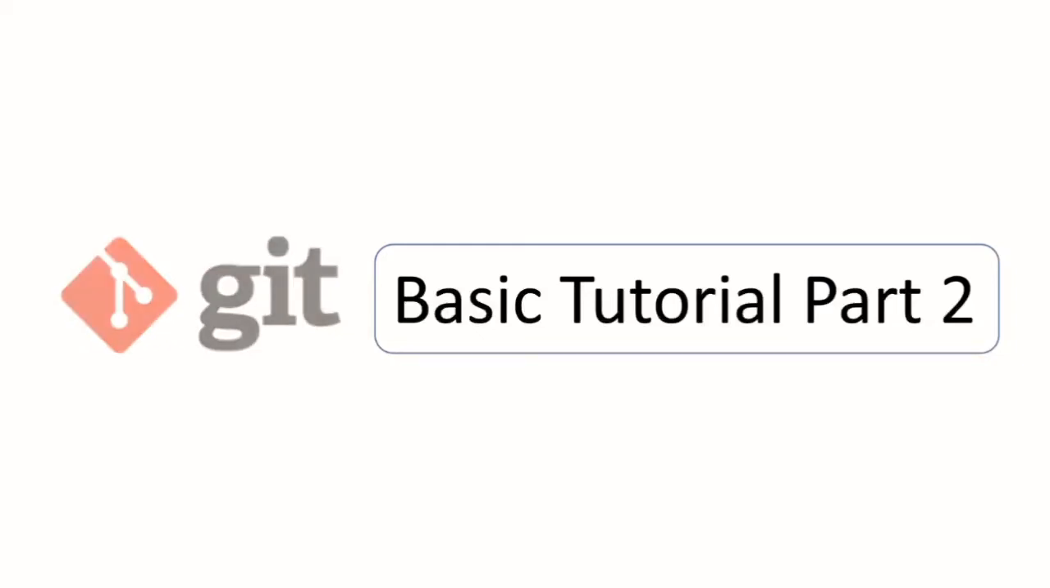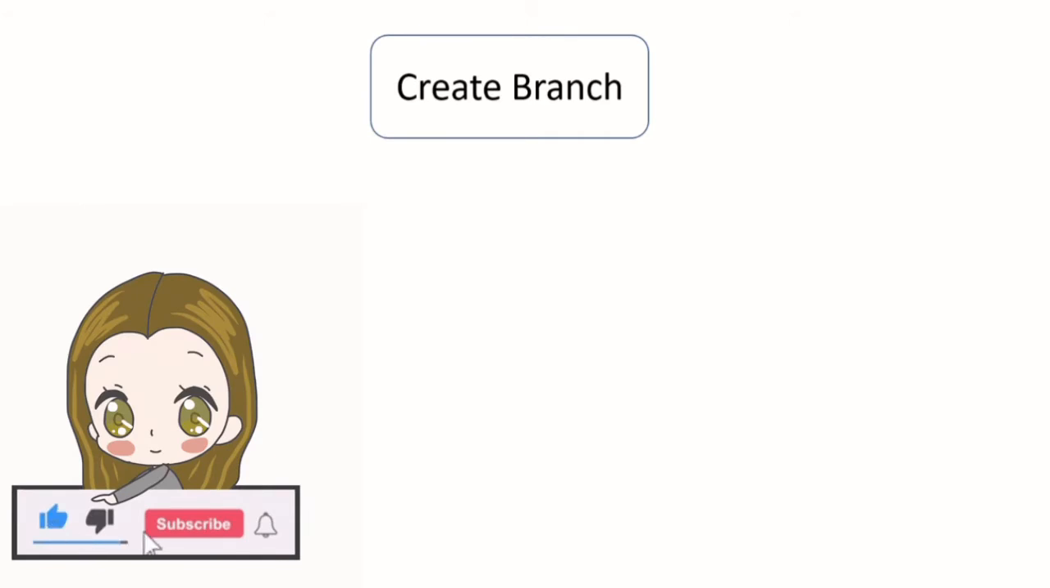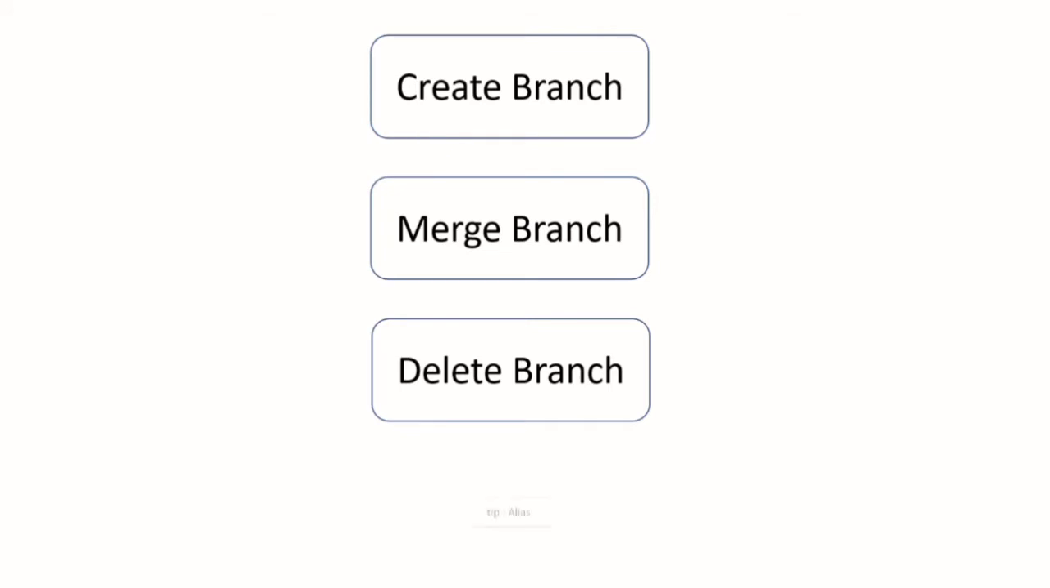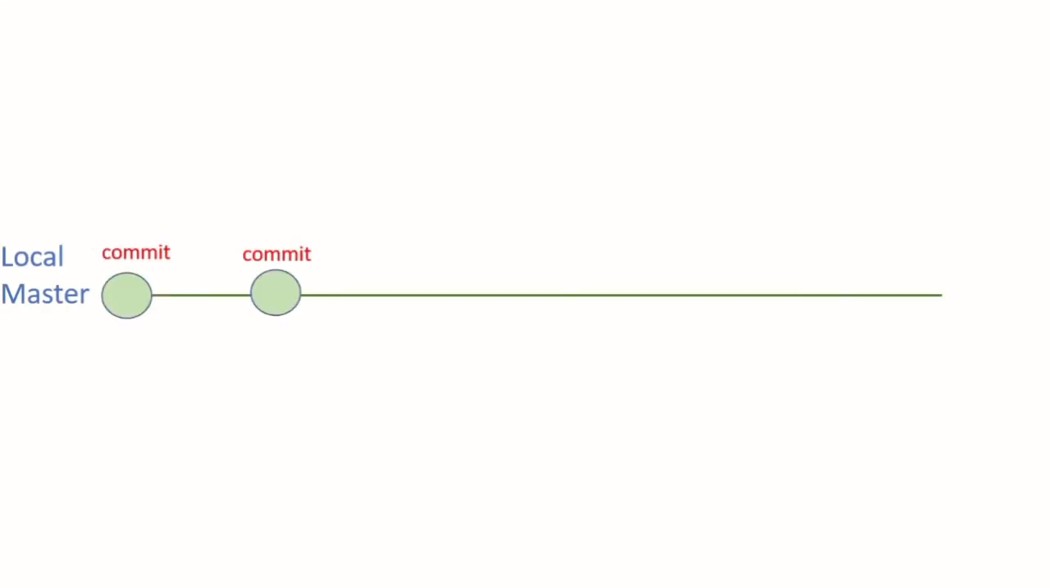Hi, this is Git Basic Tutorial Part 2, and today I'm going to show you how to create a branch, merge a branch, delete a branch, and at the end of this video I will show you how to create an alias. In the first video I showed you how to create a local repository with a master branch and make some commits to this master branch.